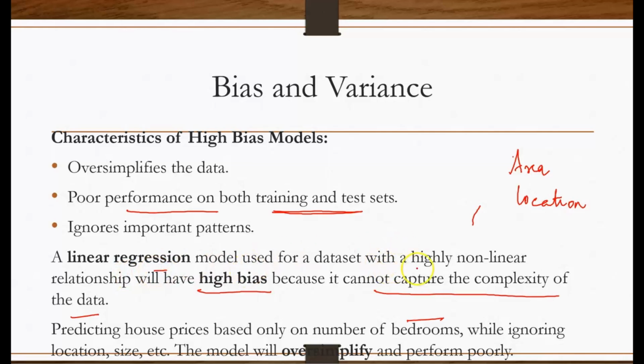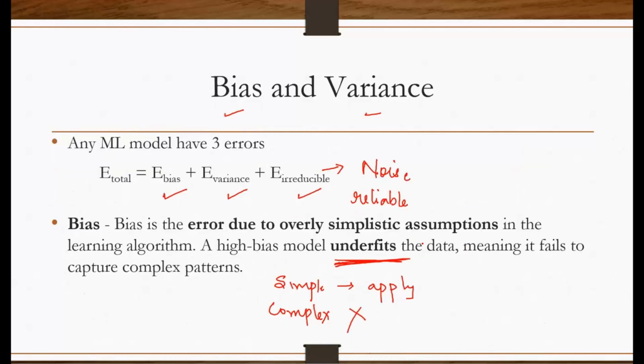How complex? The complexity of the data is not properly captured. We are modeling a linear regression on a highly non-linear relationship. That is the scenario here. A linear regression model with highly non-linear data will cause high bias because the complexity is not properly captured. Only simple decisions are applied. Complex decisions are not applied on the data. That is what is known as bias.